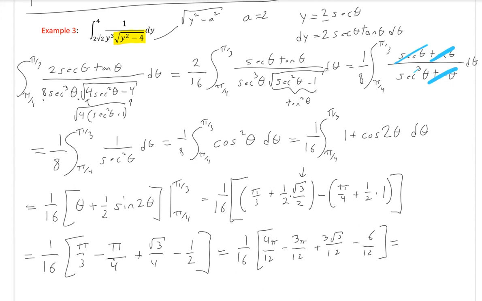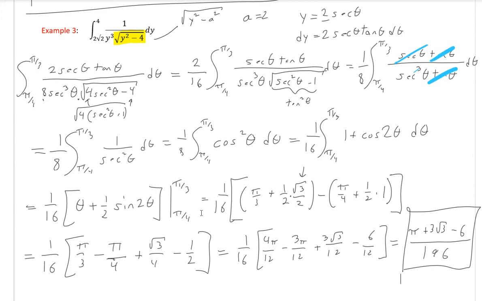So 4 pi minus 3 pi gives me just pi. And then I have plus 3 root 3 minus 6, all over 12 times 16. 12 times 12 is 144. Another 4 times 12 gives me 48. So if I put all that together, I get 196. All right, and that's that. Not the prettiest looking one. You might be able to simplify it another way if you want to, but that's probably fine. Good enough.